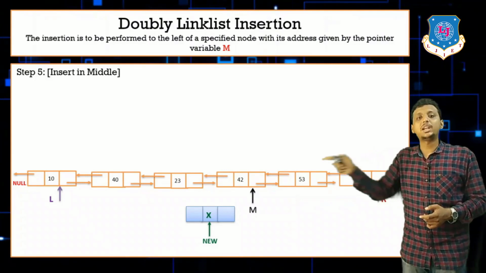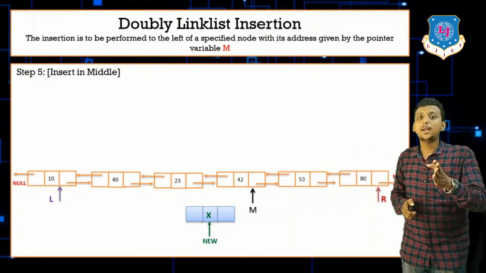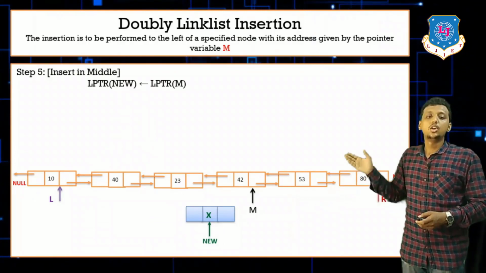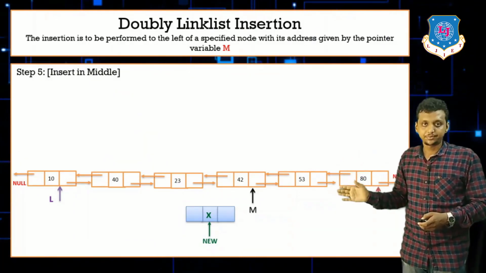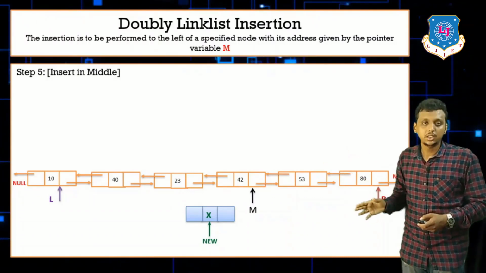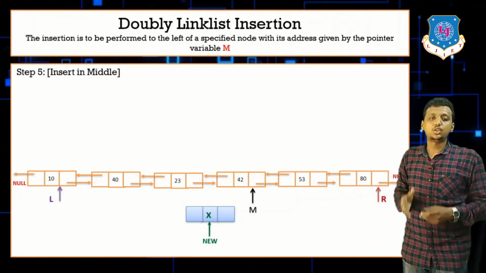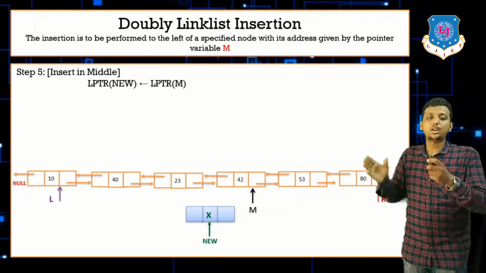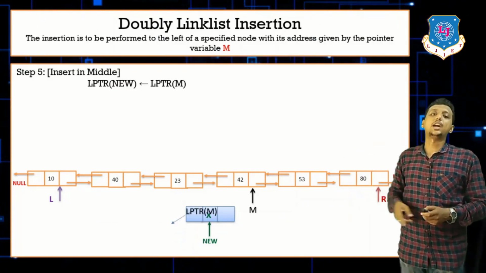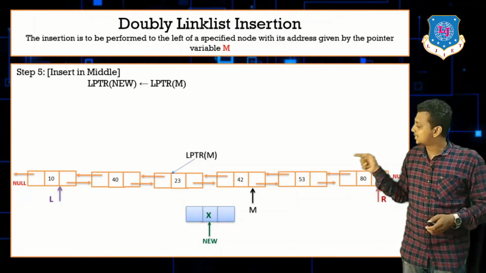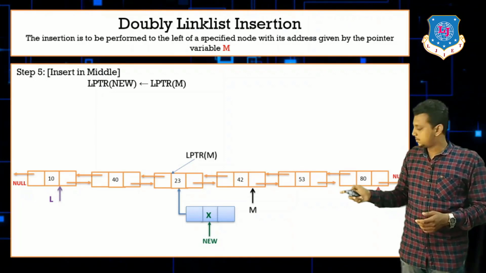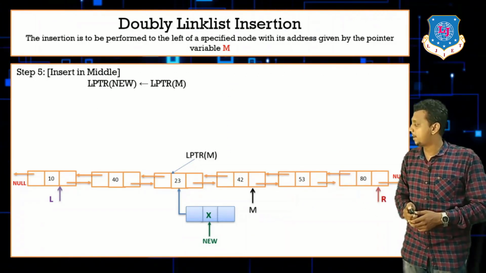Who is pointing to that 23? LPTR of M. See, the left pointer of M is pointing to 23. Okay, the left pointer of 42 is pointing to 23. So the very first step that we need to do is that the LPTR of new is pointing to LPTR of M, because this link, the 23 link, is known as LPTR of M. So here it is, my LPTR of new is pointing to LPTR of M.